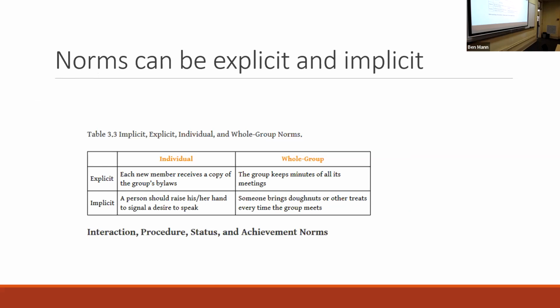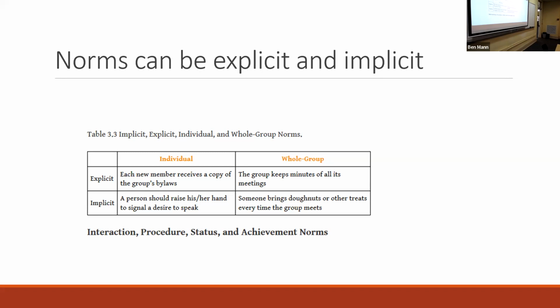So we can think about this as a quadrant, right? In terms of norms either being explicit or implicit, or these norms being focused on the individual or the whole group. So explicit means that it is very clear, it is written, it's enumerated, it's something that is very specifically stated to other people. At an individual level, perhaps that means that you've had to sign a contract or a waiver as being a part of a club, or maybe you're in a class that's going on a field trip, right? And you have to sign a permission slip or form to go on that field trip. So that's an explicit norm that everybody receives.